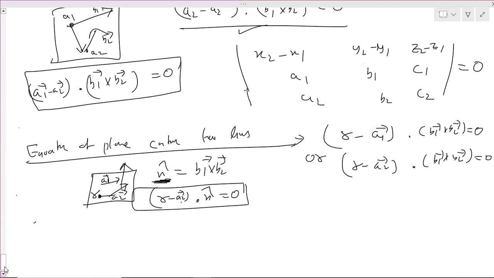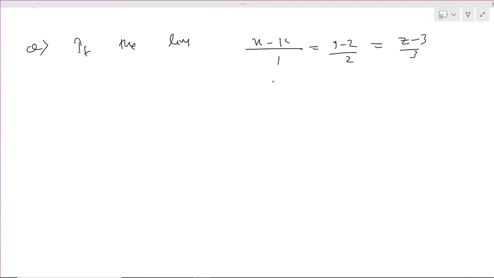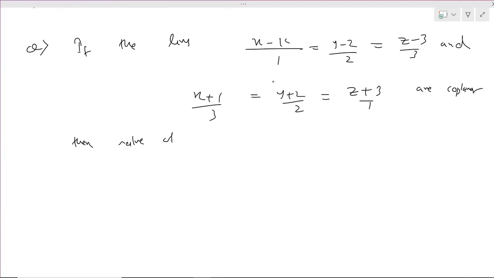So let's solve one question. If the lines (x minus k)/1 equals (y minus 2)/2 equals (z minus 3)/3 and (x plus 1)/3 equals (y plus 2)/2 equals (z plus 3)/1 are coplanar, then the value of k is dash. This is JEE 2021. Please solve it on your own.